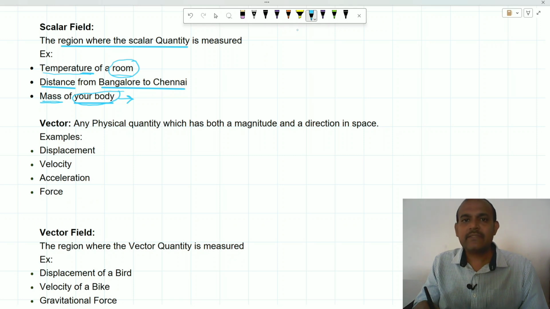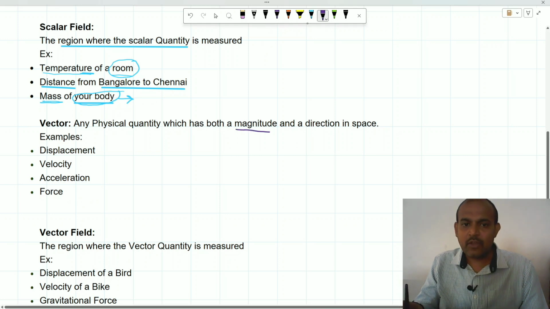Similarly, it is very important to know the other parameter called vector. A vector is similar to a scalar. It has a magnitude, and along with that, you also have direction. If any quantity is represented both in its magnitude as well as direction, then such type of physical quantities we call a vector.